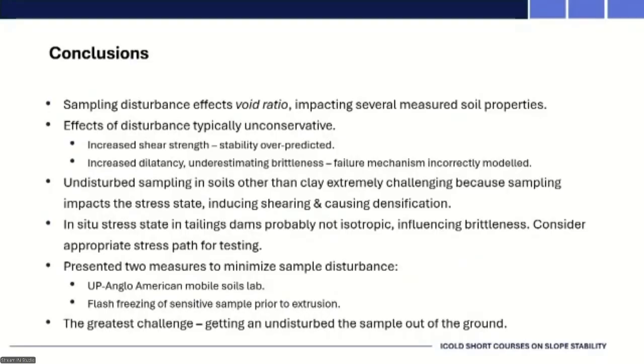So sampling disturbance affects the void ratio of the material. And if we affect the void ratio, we change very important material properties. We change the strength of the soil. We make it stronger than what it should be. We also change the mode of failure from something which should be really brittle to something which is more forgiving. So sampling in anything other than clay is a challenge, because you are going to change that effective stress state.